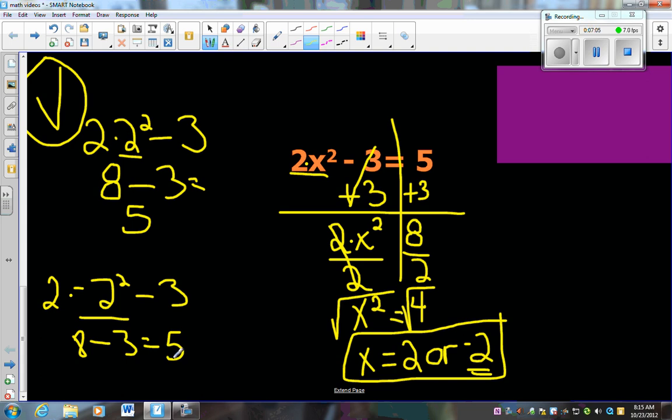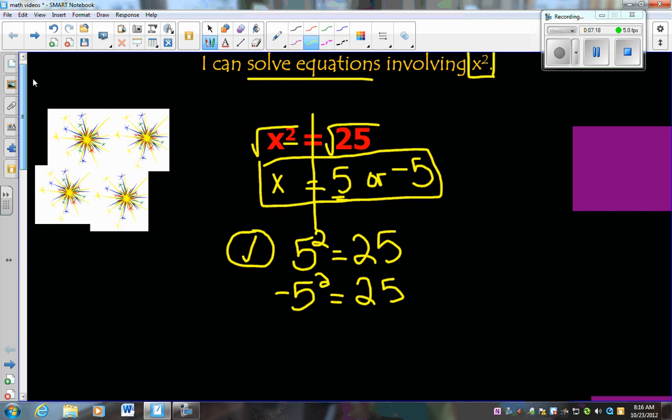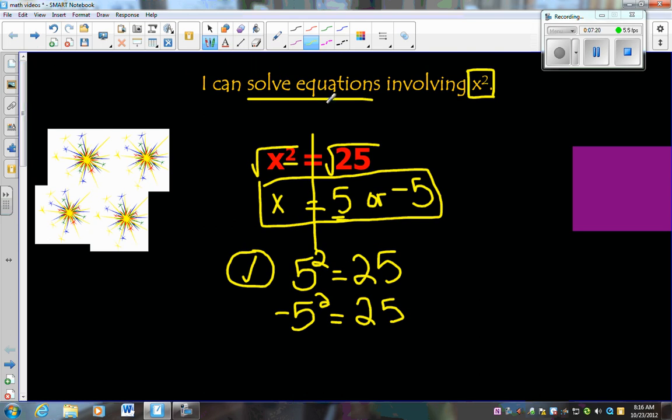And there you have it. I got the same answer again, which makes me smile. Woo! So we have good stuff. We really have worked hard. We've looked at a varying degree of difficulty of equations, and we solved equations involving x squared.